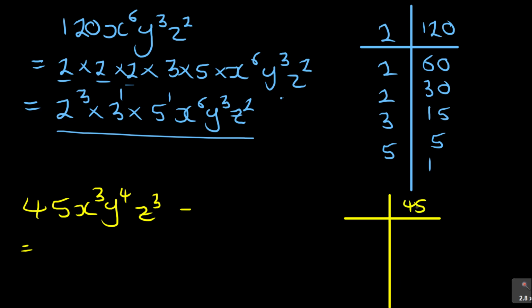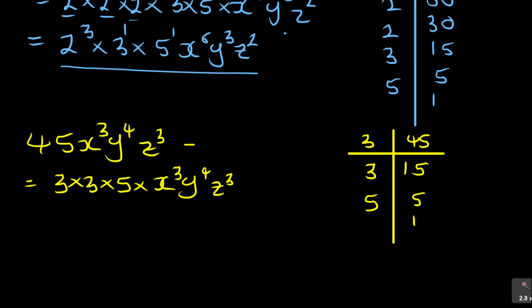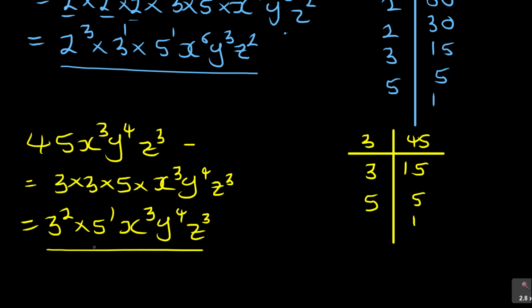Then you're going to say 3 into 45, I think it's 15, 3 into 15 is 5, 5 into 5 it's 1. So you're going to say this is the same as 3 times 5 times x cubed y4 and z cubed. You can get that as the answer, or you can recognize there are 2 3's there, which is 3 squared times 5, that is 5 to the power 1, x cubed y4 z cubed. This is the answer.